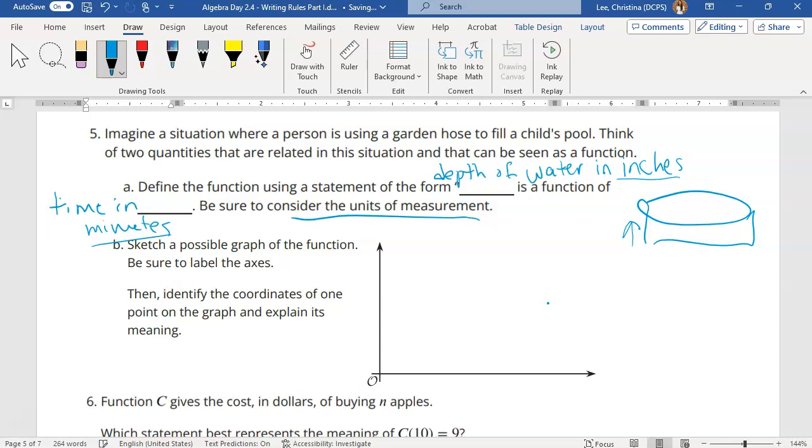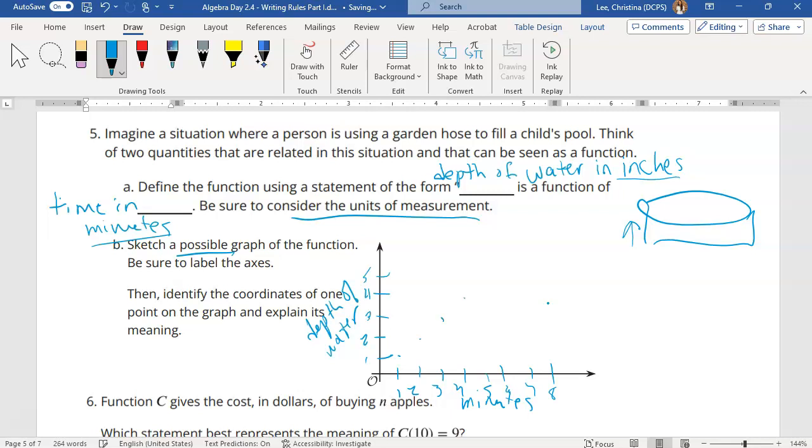Sketch a possible graph of the function. So the input is the minutes, the time. So this is minutes down here. Minutes elapsed since the water was turned on. And the depth of the water is here in inches. And so a possible graph, it says possible graph, so yours all might look a little bit different. But let's say 1, 2, 3, 4, 5, 6, 7, 8. 1, 2, 3, 4, 5, 6, 7, 8. And let's say that it fills up an inch every minute.